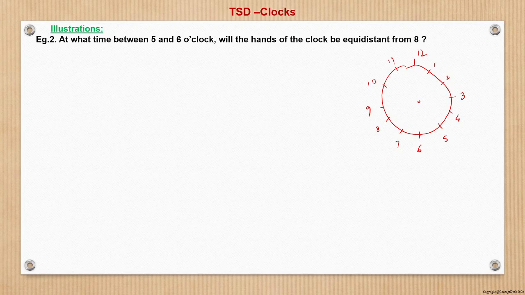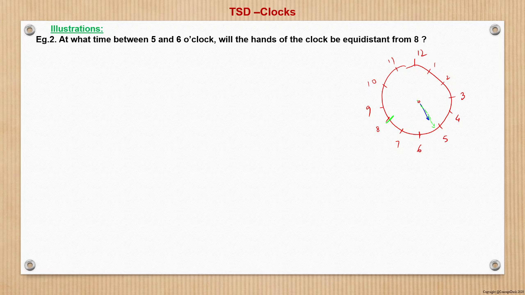Now, the question is at what time between 5 and 6? Between 5 and 6 means our hour hand would be somewhere between 5 and 6. We do not know about the minute hand, but it says the minute hand has to be positioned such that it is equidistant from 8. So one thing could be that the minute hand is overlapping with the hour hand. In that case, both the hands are equidistant from this point 8.